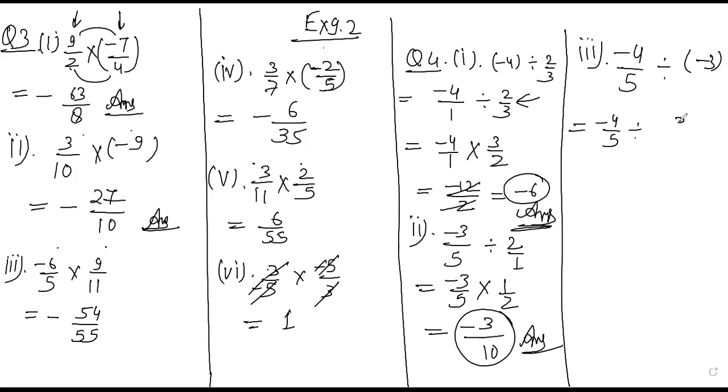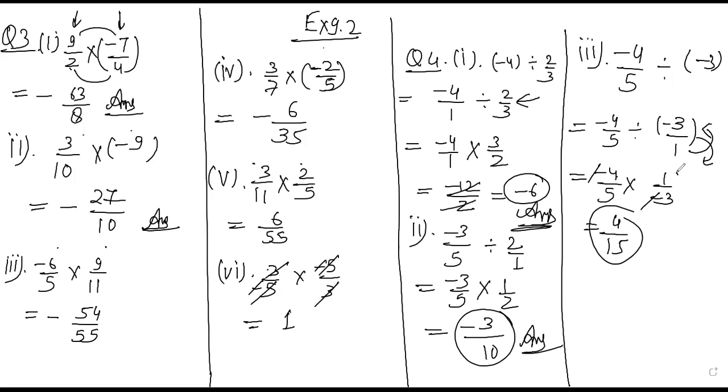Division, -3 upon 1. Now you will change the division sign into multiplication, and this will be changed down. This goes up, this goes down. So the minus sign gets cancelled out. So 4 upon 15. 4 1s are 4, 5 3s are 15. This way the third part is solved.